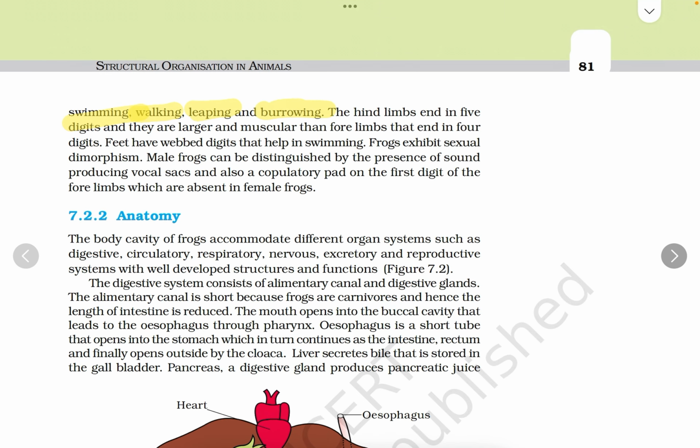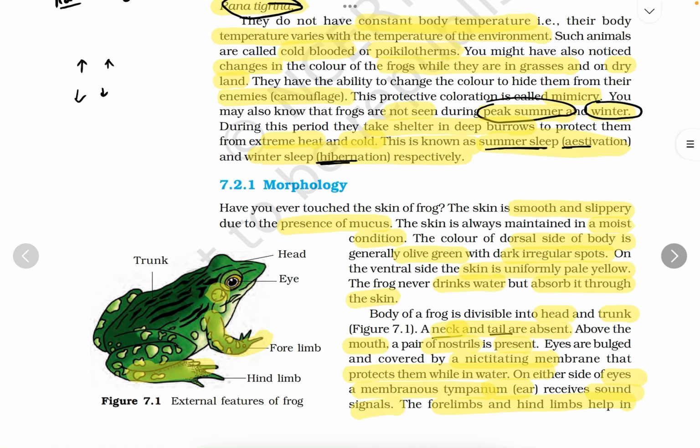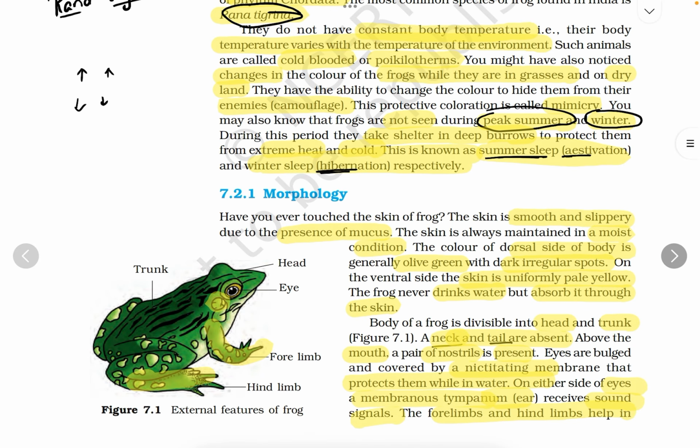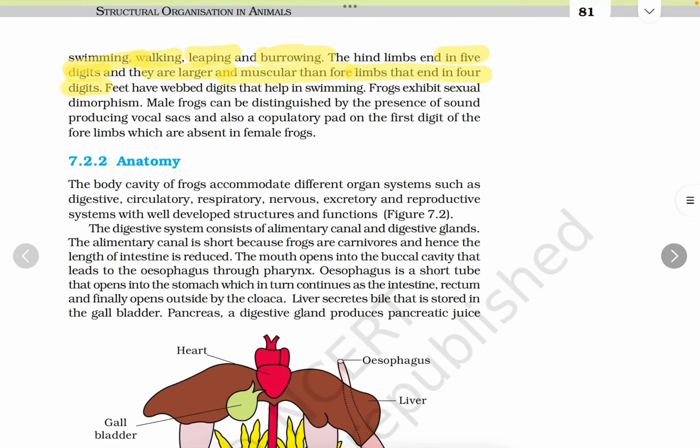The hind limbs end in 5 digits. They are larger and more muscular than the forelimbs, which end in 4 digits. See, the hind limbs have 5 fingers: 1, 2, 3, 4, 5. Whereas forelimbs have 1, 2, 3, and one more on that side, 4. So they have 4 digits, whereas hind limbs have 5 digits. And hind limbs are more muscular. Feet have webbed digits that help in swimming. It is like a web.